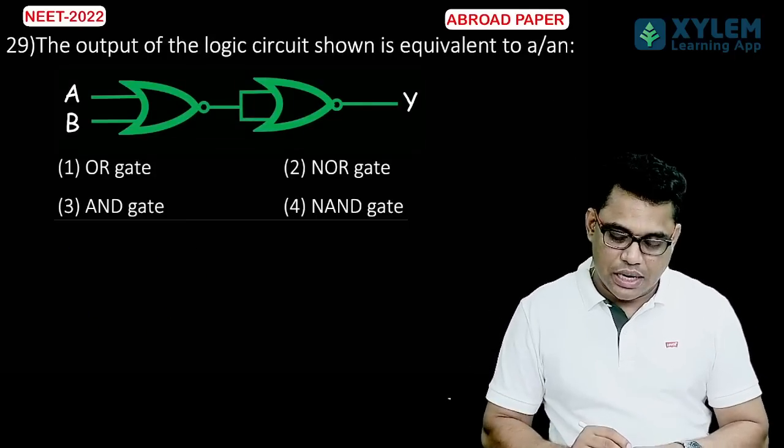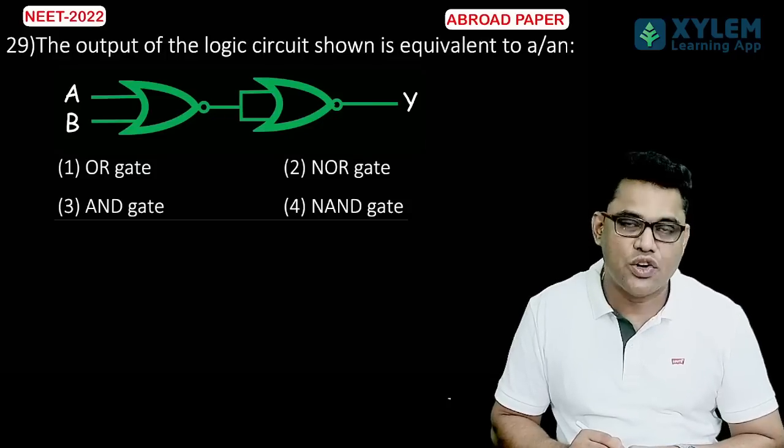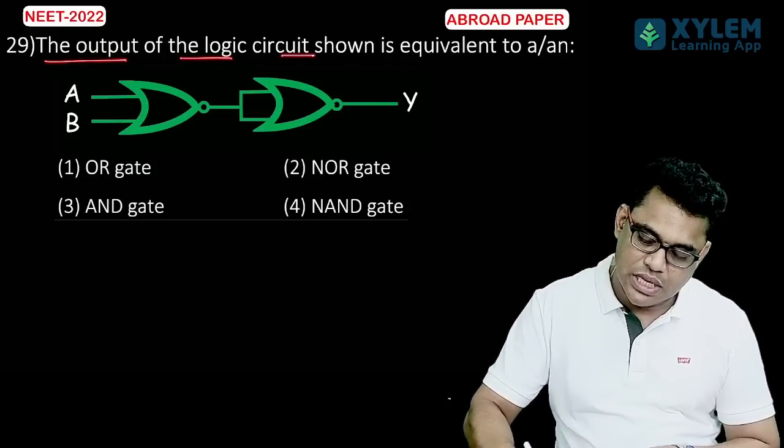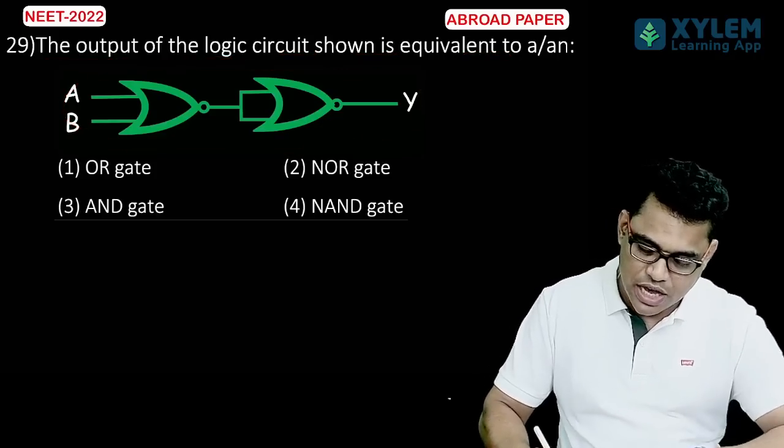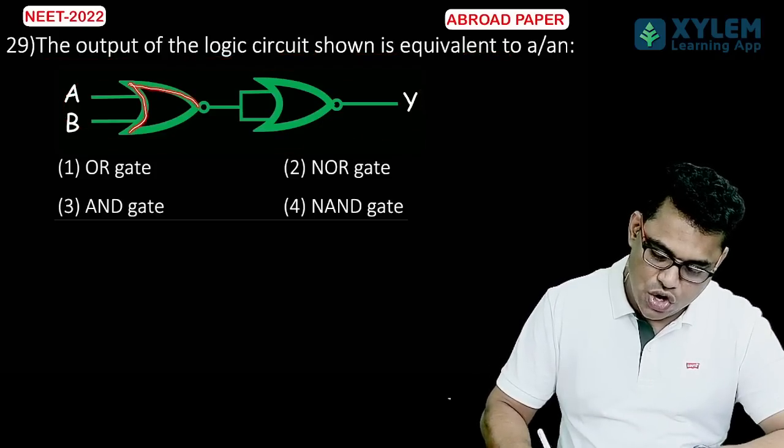29th question. A gate is given. What do we want to find? The output of the logic gate shown, which is equivalent to something. We want to find out the output. Here, you know this is a NOR gate.